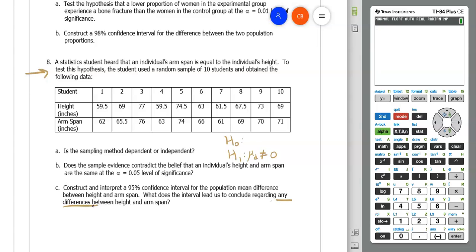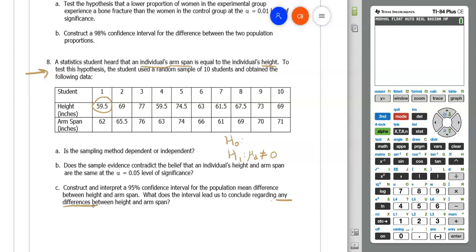Since we had somewhat of a prelude to the fact that this is going to be a dependent sampling case where we're looking at the mean difference, what we could tell is that for each individual, we're taking the arm span and the height of the same individual. So this would be a dependent kind of sampling, because whenever we get the height from an individual, we're actually using the same individual for the arm span. And so that's why you would call it matched pairs.